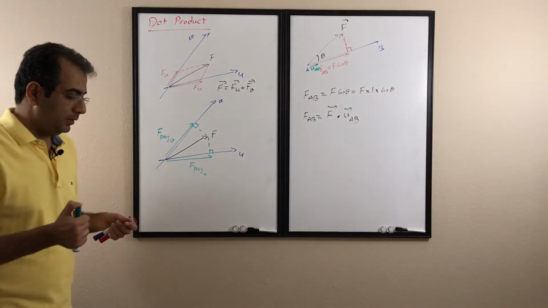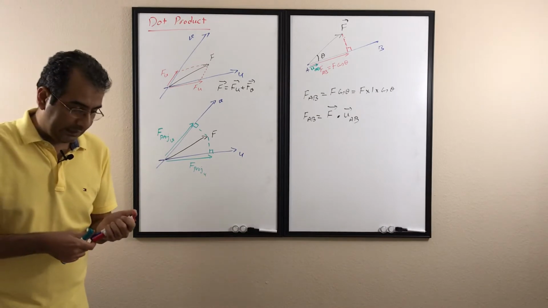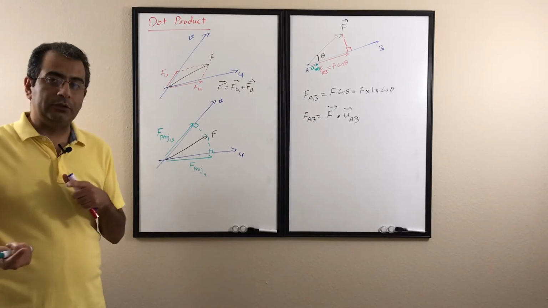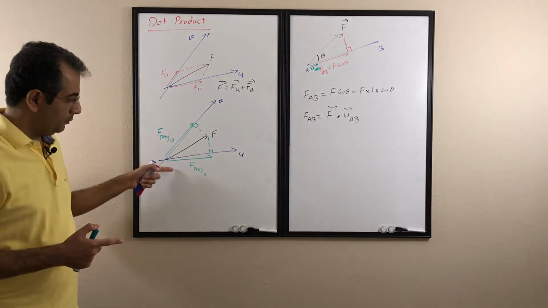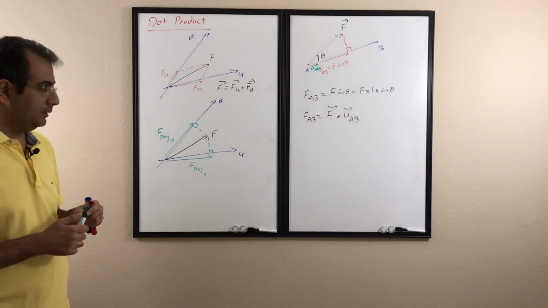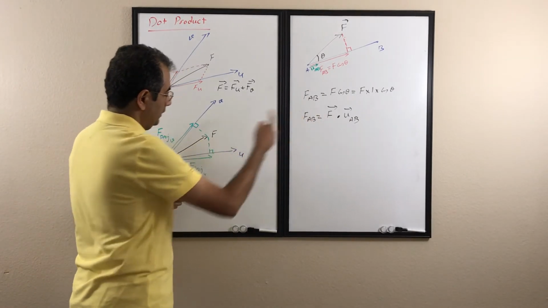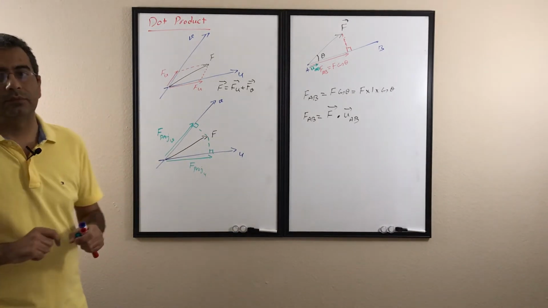The only condition for the projection and the component to be the same is that U and V have a right angle. So if U and V are perpendicular to each other, then the component and the projection become the same. Otherwise not. And remember, the dot product gives us the projection, not the component.